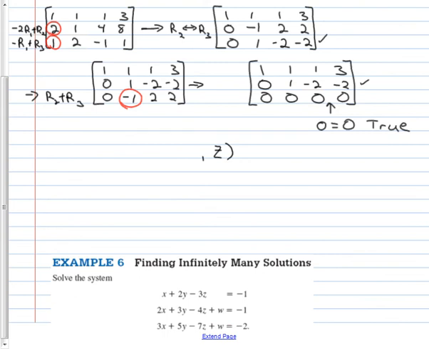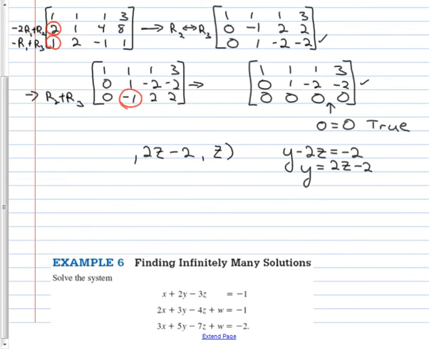I'm going to take this row. So that's 1y minus 2 times the z equals a negative 2. And we'll solve for our y. Add 2z minus 2. So our y is 2z minus 2.